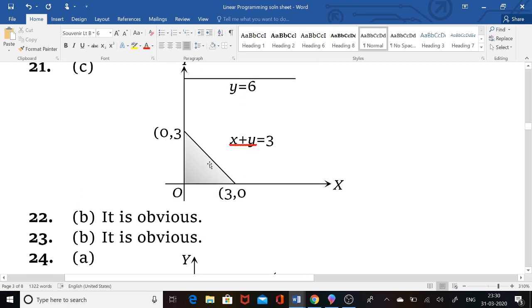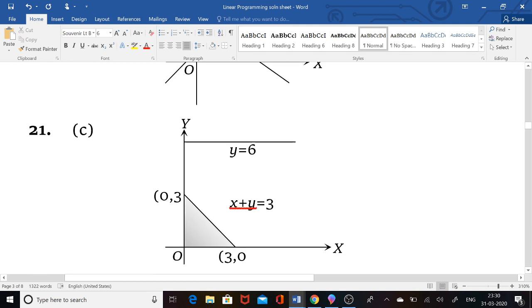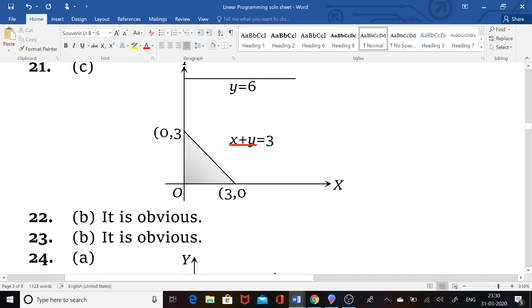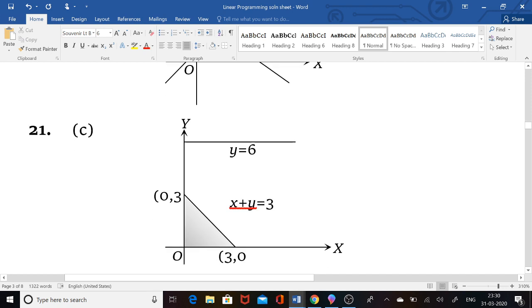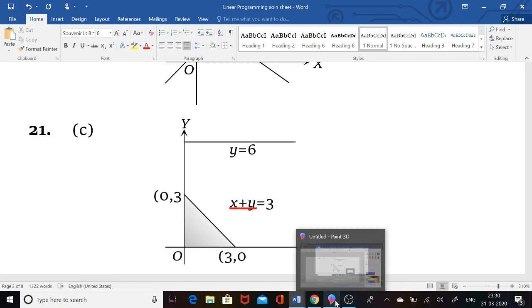Come to the 21st one. The 21st says the region represented by the inequation system x and y greater than or equal to 0, y is less than or equal to 6, and x plus y is less than or equal to 3. Okay. Again, if you're plotting this graph, this is the line y equals 6, and this is another line, x plus y equals 3.